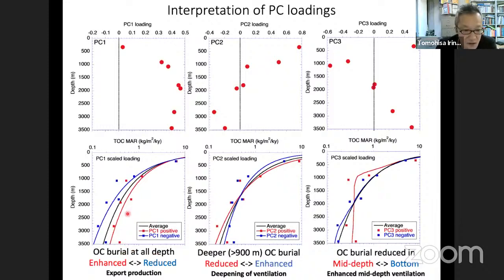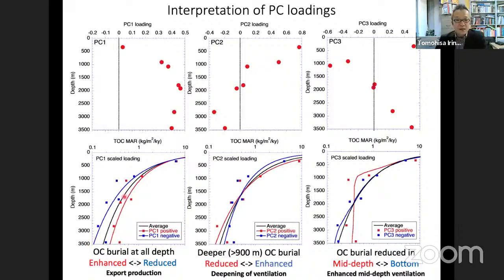So very easy. If I plot the average water column TOC flux, a positive principal component 1 loading means the profile changes to this red line, and negative principal component 1 means the TOC flux profile changes like this.